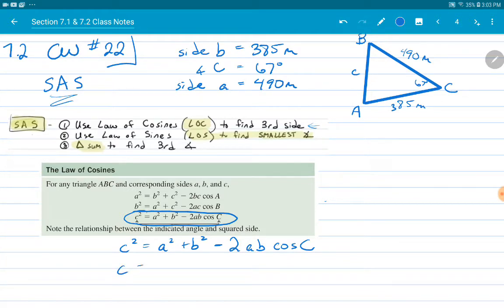I'm going to first solve for C and then plug it in, because I want to recognize that that's C squared. To get C, I'm going to take the positive root because it's a length. I know it's the side of a triangle, so I know it's positive. C is the square root of all this stuff.